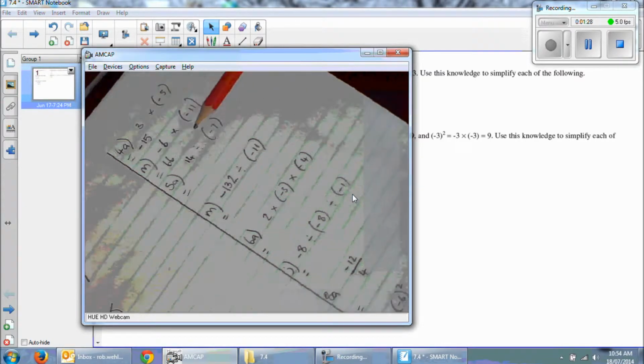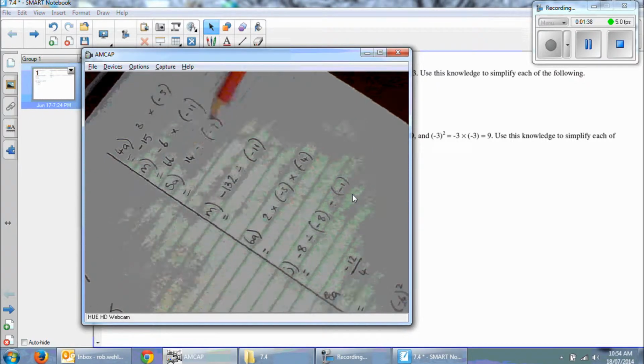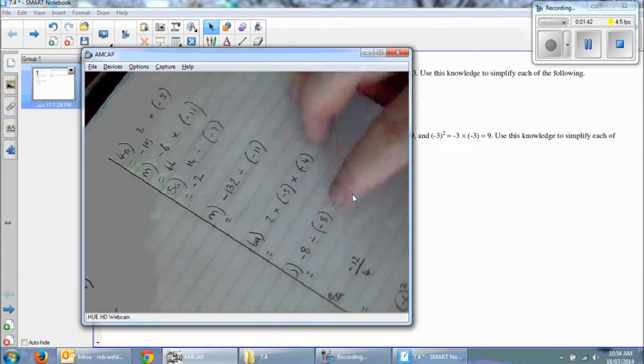So having a look at question 5 here, we're dealing with division, and 14 divided by negative 7. So we've got a positive and a negative, which means that we're going to end up with a negative. So 7 goes into 14 twice, and it's a negative. Okay.